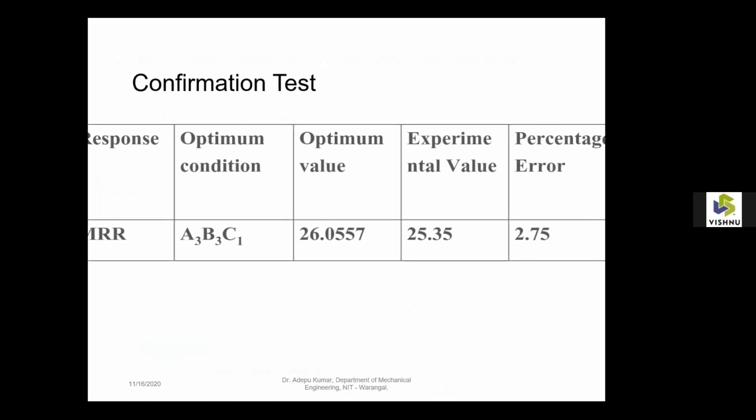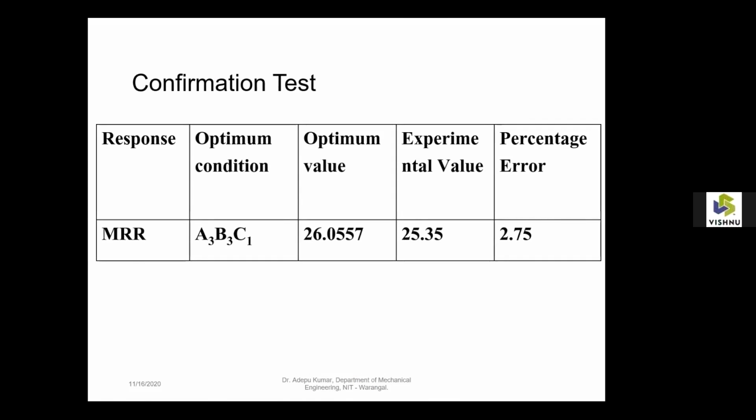Now you have to confirm by doing the experiment, because it is not available in the layout. Again you have to perform A3, B3, C1, that is 2027. Then you can perform the experimentation. That experimental value is 25.35 and the error should be 2.75. The error should always be less than 5%. Less than 5% is advisable.